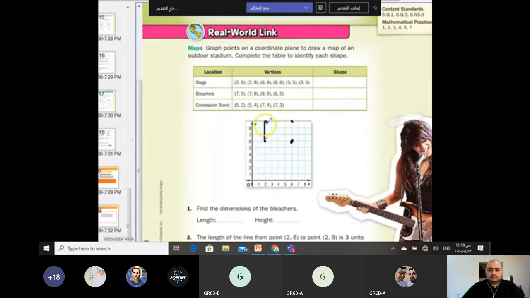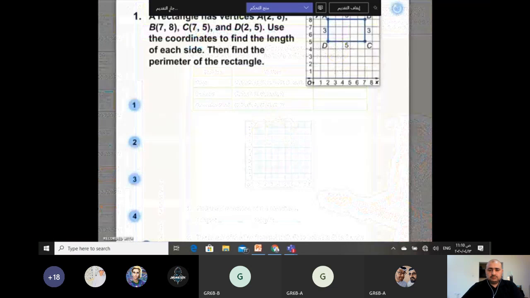And we're going to create shapes based off of the points that are given to us. With that information, we can figure out area and perimeter. So let's take a look at our first example. Here we have a rectangle with vertices 2, 8, 7, 8, 7, 5, and 2, 5. The points are known as A, B, C, D. We want to find the perimeter of the rectangle.